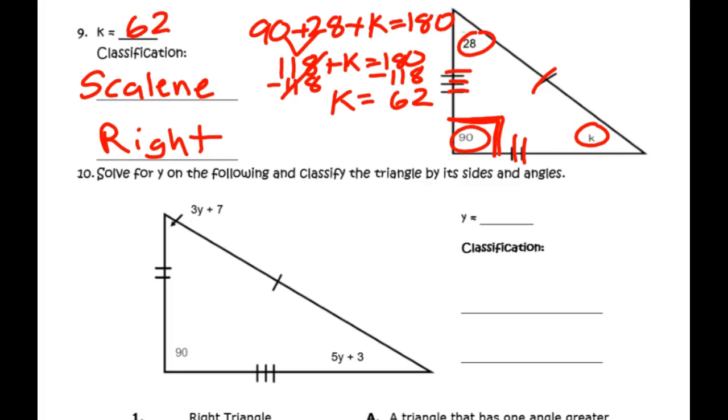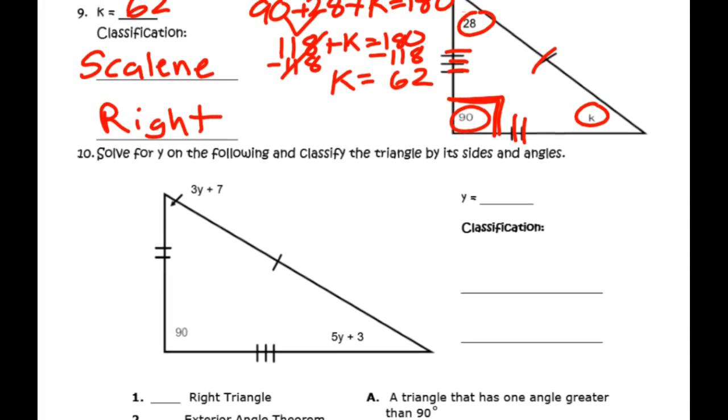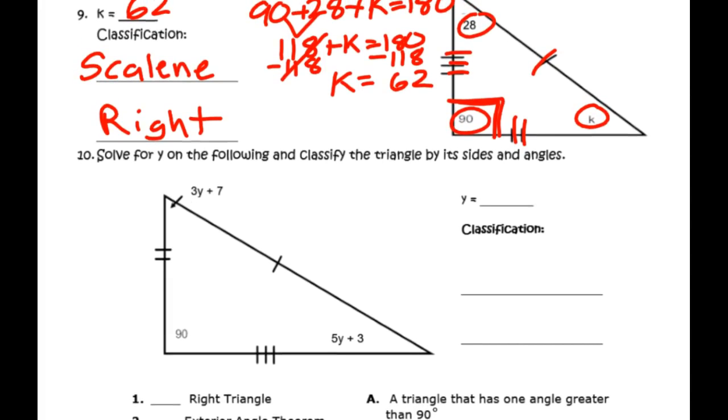And then number 10, going to be very similar to number 9. I just need to make sure that I add them all up. Okay, so again, I'm going to add all 3 angles equal to 180. So I'm going to have, let me do this in red, 3y plus 7 plus 5y plus 3 plus 90 equals 180. Okay?